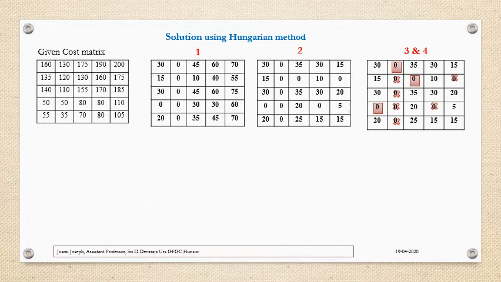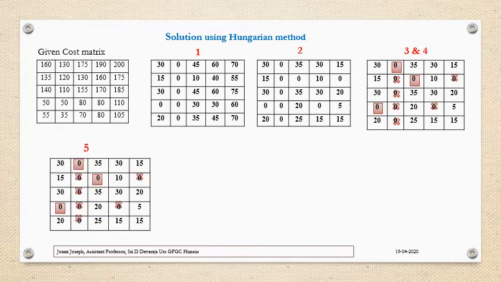Now we are checking for optimality by counting the number of assignments. Here it is 3 and the number of rows is 5. Since both are not equal, this is not an optimal solution. So we move on to the next step.